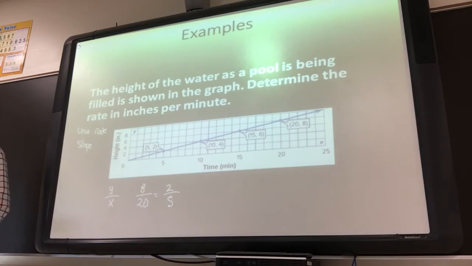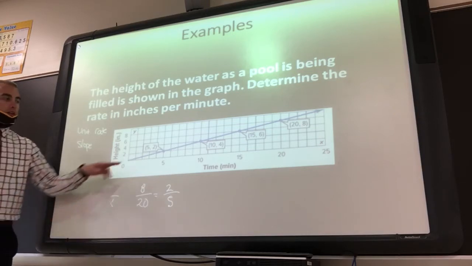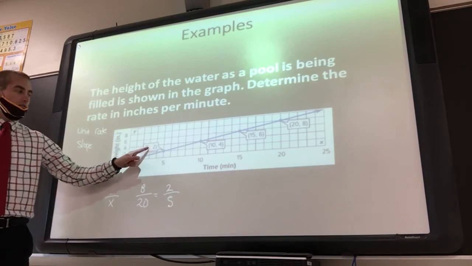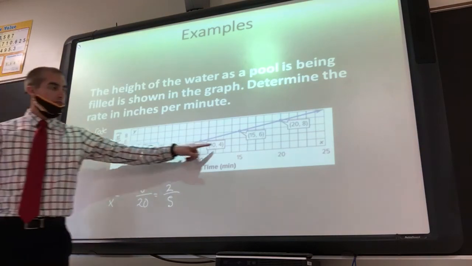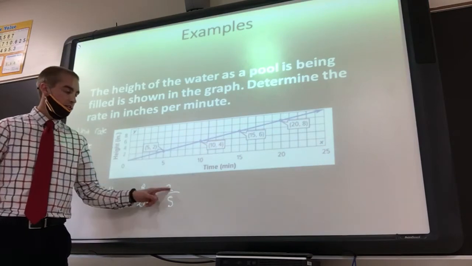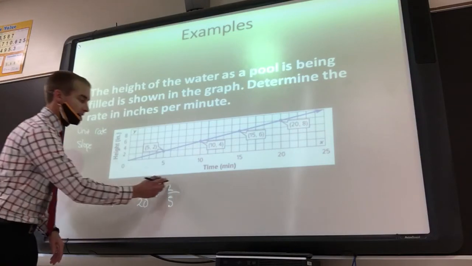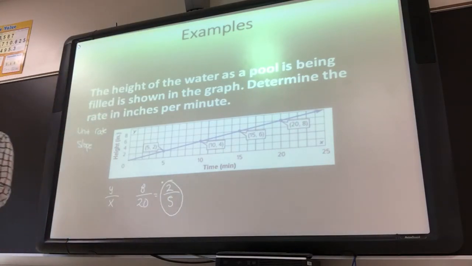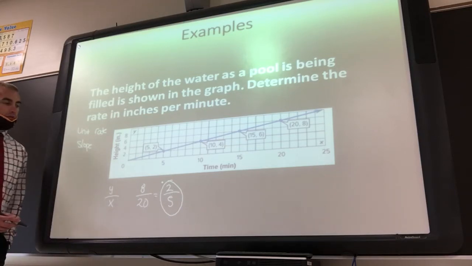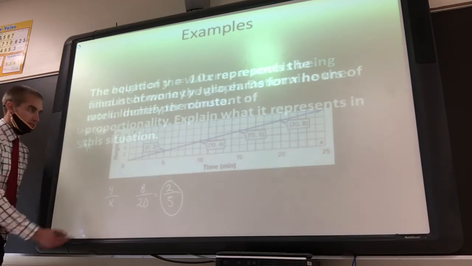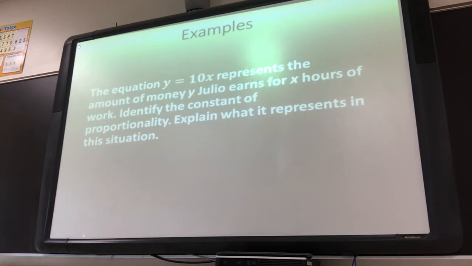Just to make sure that it's the same for all of them, if we chose this point and did y over x, it would be 2 over 5. 4 over 10 can simplify to 2 over 5, as can 6 over 15. So 2 over 5, that is y over x. That is the unit rate or the slope. All right, so any questions on that? Just picking out the unit rate. There's a lot of different kinds of questions we're going to look at today.